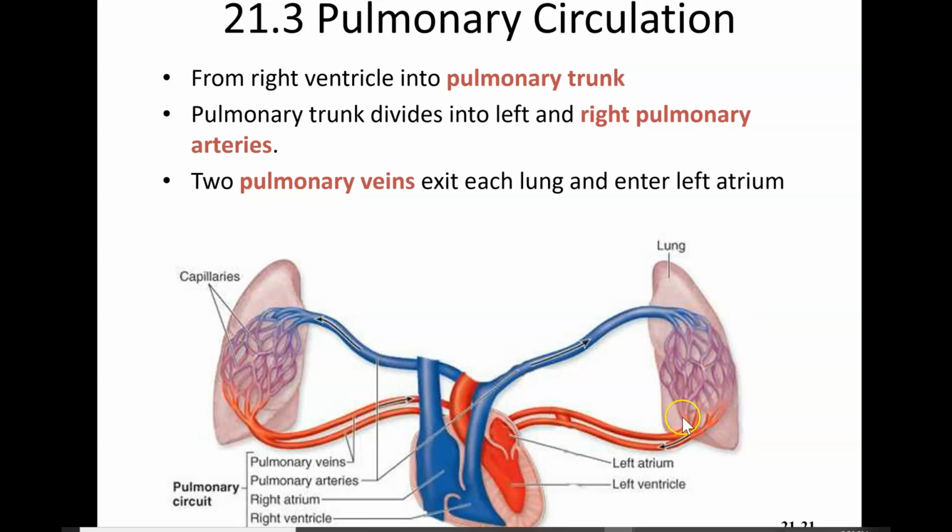in the venule end of the capillary bed, and we can then take that oxygenated blood and have it go through our two left pulmonary veins here, bringing it back to our left atrium, and our two right pulmonary veins will do the same, coming from the right side and draining into the left atrium as well.